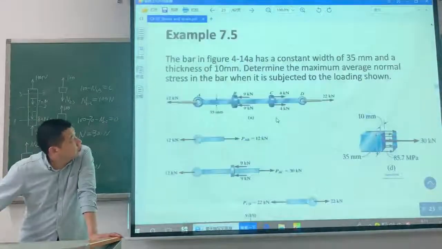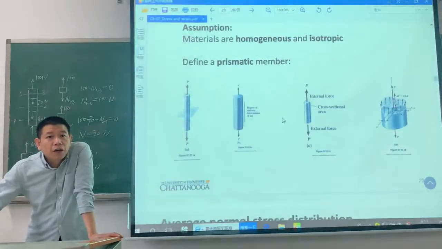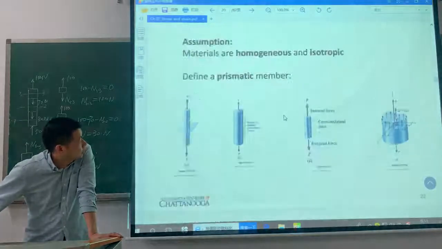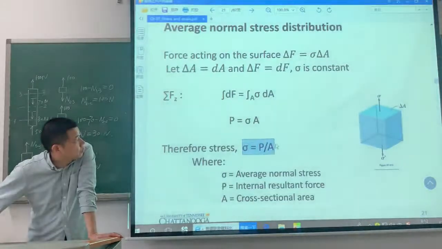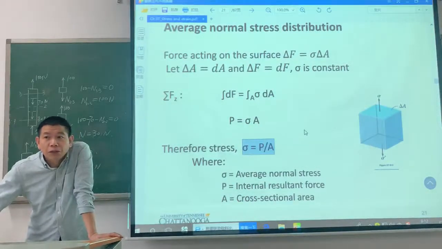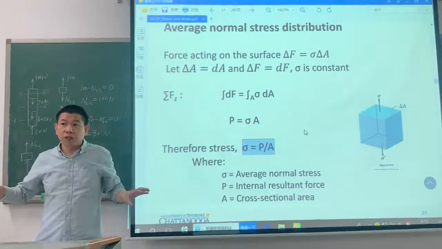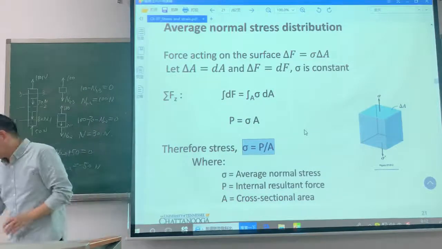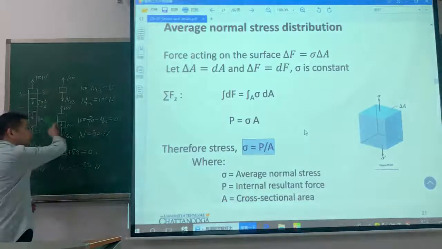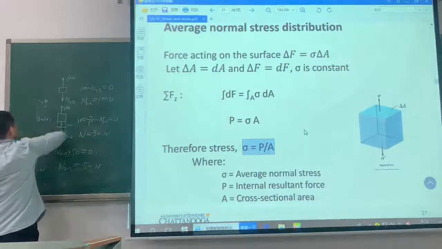Last lecture we learned how to find the stress on the cross section for a rod. It's the formula to find the normal stress on the cross section for an axially loaded rod. It's all convenient. Okay. Understand? Yes. Perfect.